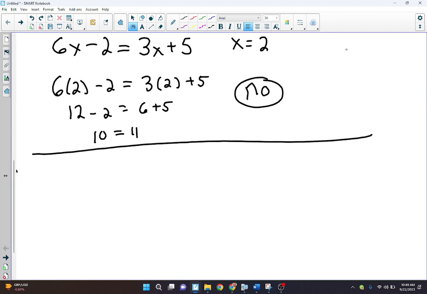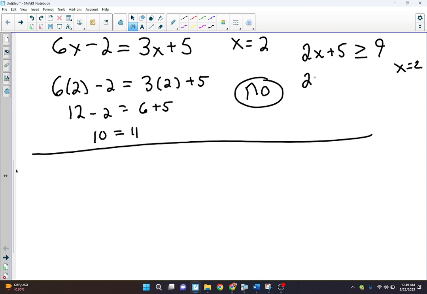Oh, there's also check a solution if it's an inequality. So 2x plus 5 is greater than or equal to 9 when x equals 2. Again, you plug it in. 2 times 2 plus 5 is greater than or equal to 9. 9 is greater than or equal to 9. Since it's greater than or equal to, this one's a yes.